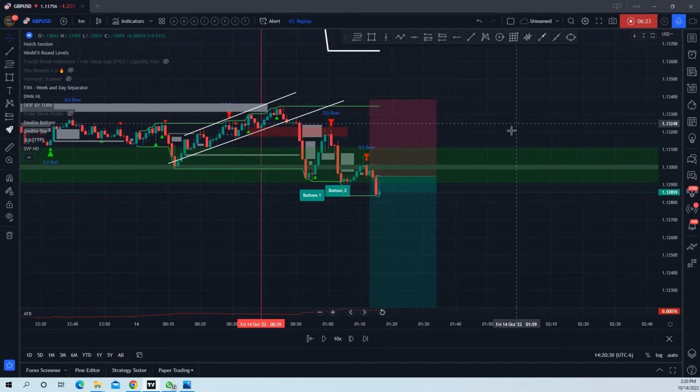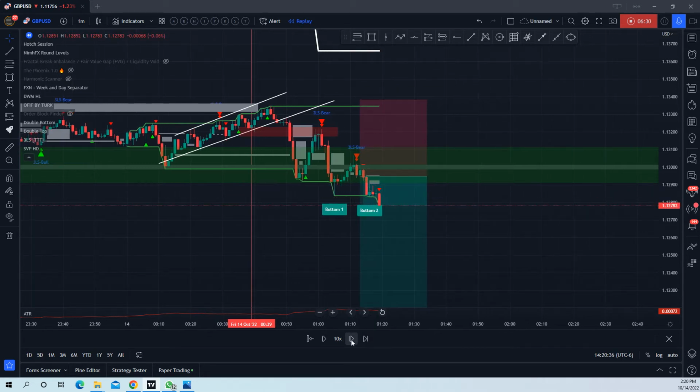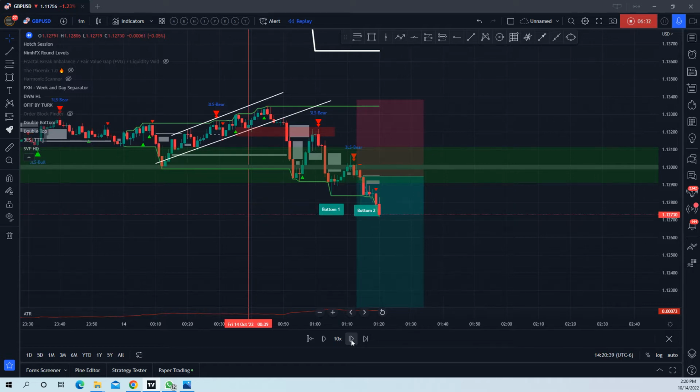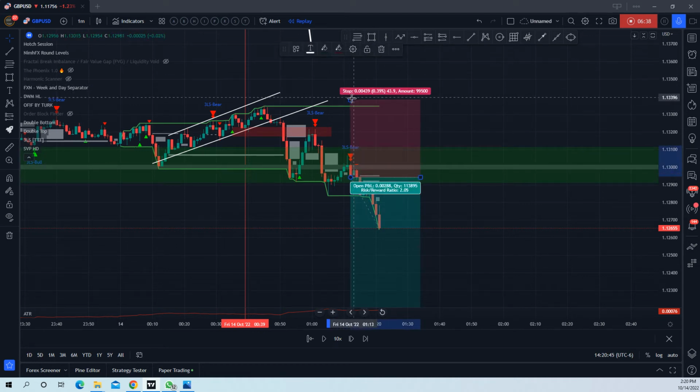This M formation and this hammer, whatever you want to call it, shooting star or whatever it is, right? And this follow through, lovely stuff. So that would have been our entry over here.